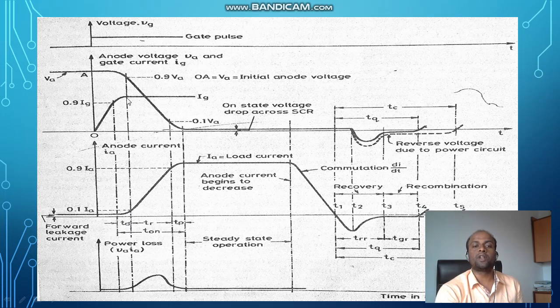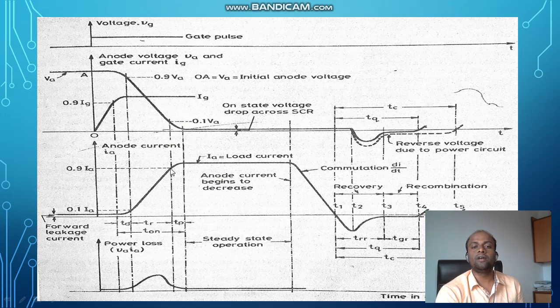Now, from this particular point, your gate current is constant. With the gate current constant, slowly your anode current starts increasing. As the anode current increases, your voltage starts decreasing. Now, when the voltage reaches 10% of its value, meaning almost nothing is blocked and the device is conducting, the anode current goes from 10% to 90% of its final value. This time is called TR, the rise time.